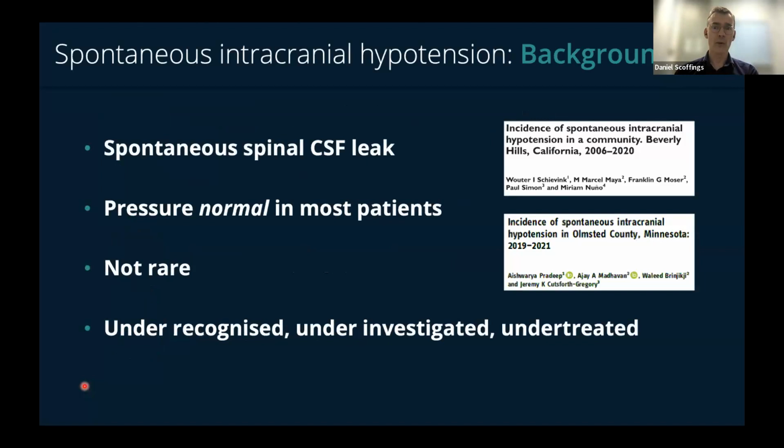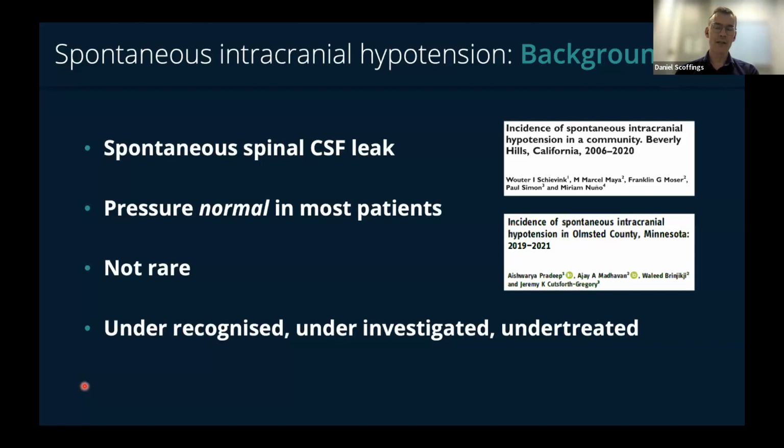And as I've alluded to, a lot of people will consider this to be a rare diagnosis, but a couple of recent epidemiological studies from the United States have found an incidence very similar in both studies of around 4 per 100,000 per year. And when you compare that to something that we don't think is rare, aneurysmal subarachnoid hemorrhage, which is 8 per 100,000 per year, it's really not that different. So really, SIH is not anywhere near as rare as we think it probably is.